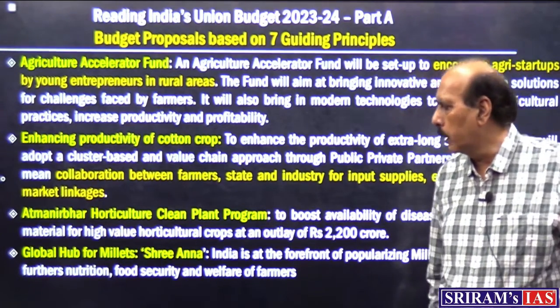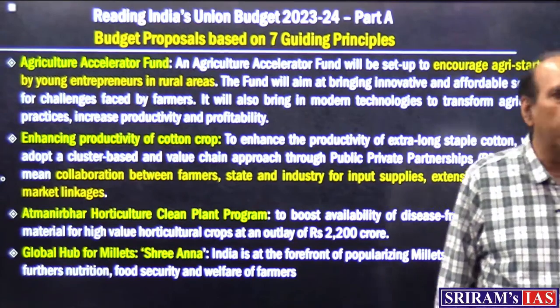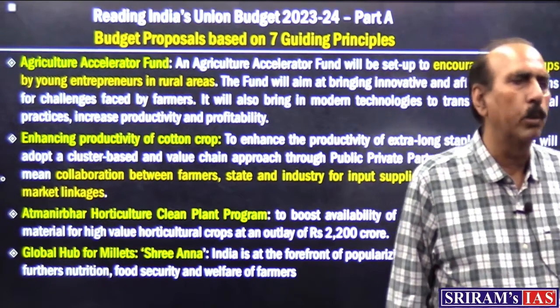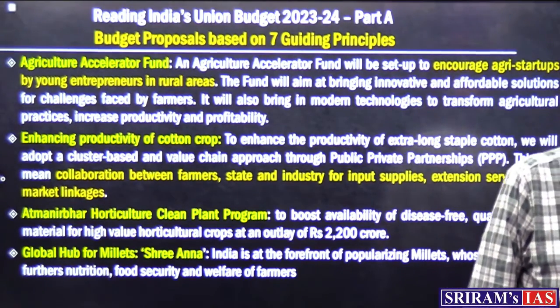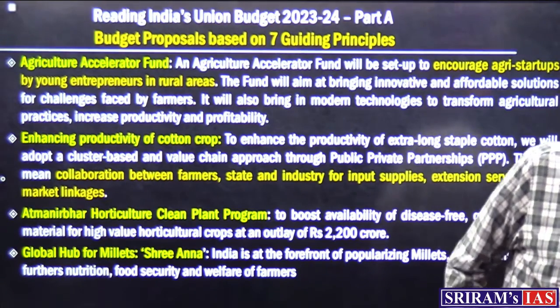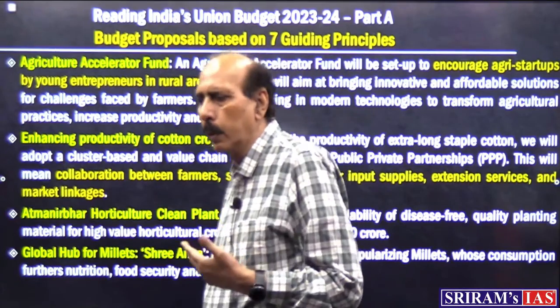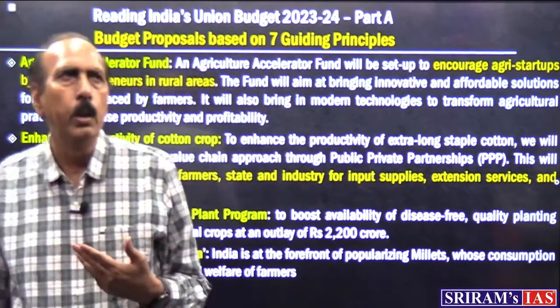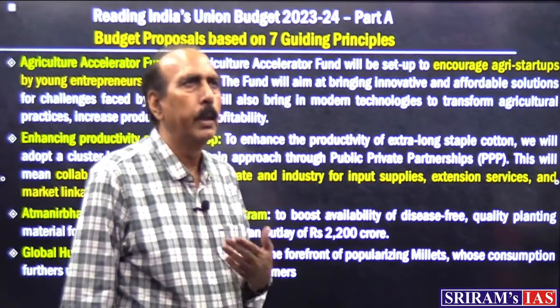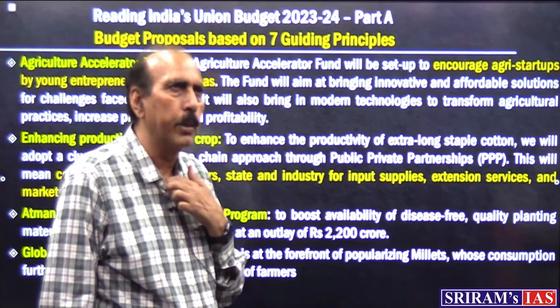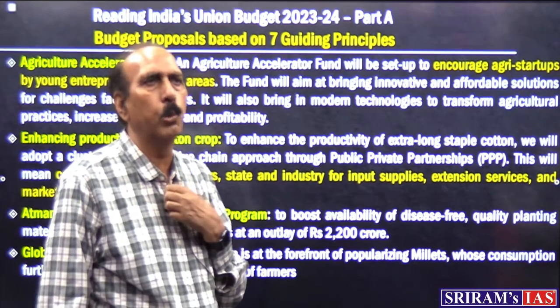Then the Shri Anna, because 2023 is the year announced as the Year of the Millets. Millets is a coarse grain, and therefore in this year various programs will be launched for promotion of coarse grain. India is one of the countries which produces the largest quantum of coarse grains.